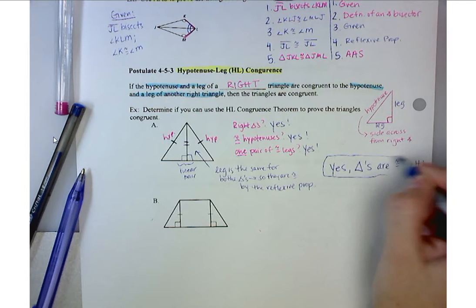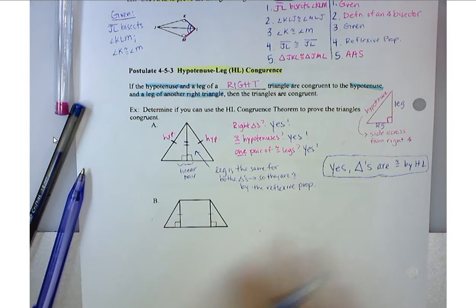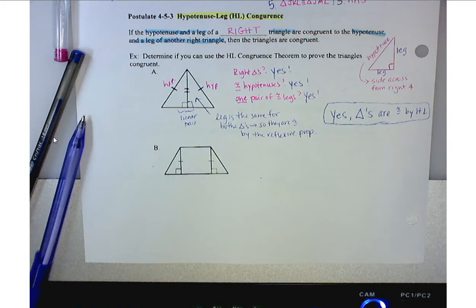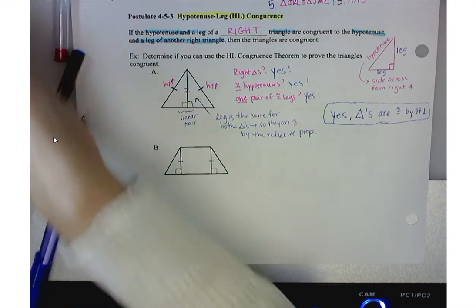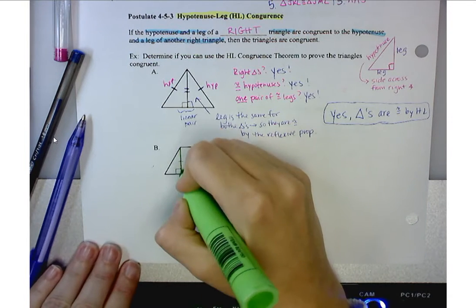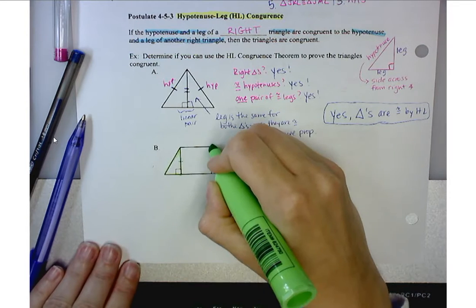Okay, and it just says to determine if you can use them. So yes, the triangles are congruent by HL. Now for this, let's pick out what 2 triangles we're talking about here. So we have 2 triangles in the diagram, right? We're talking about this and we're talking about this.